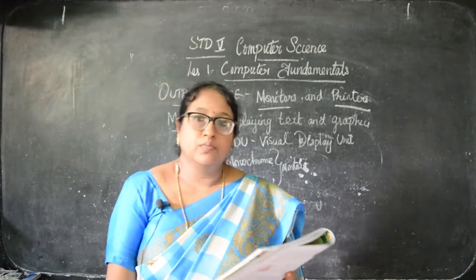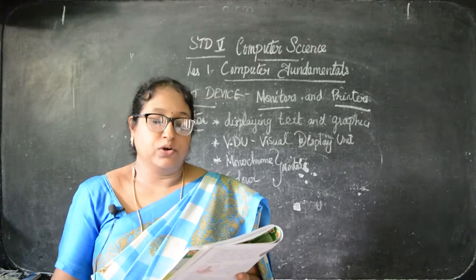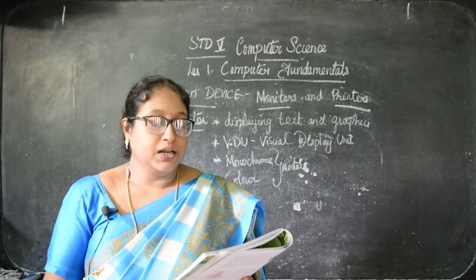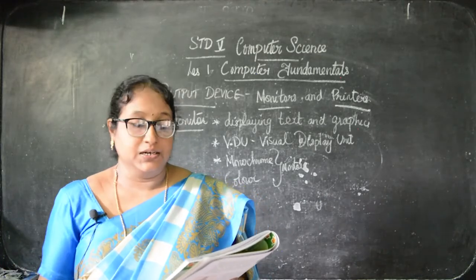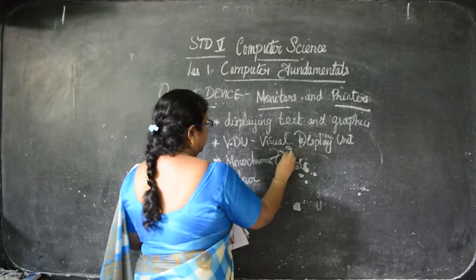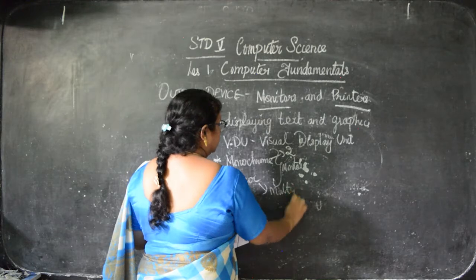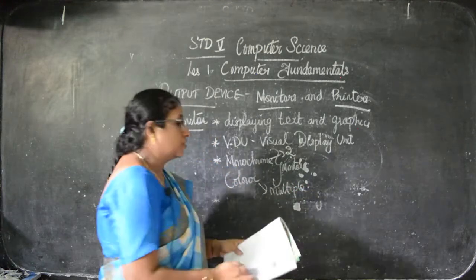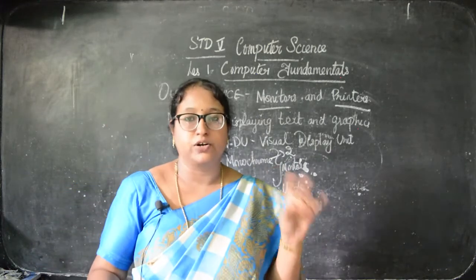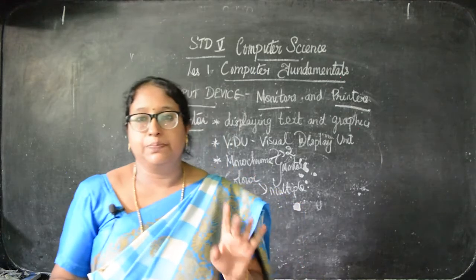Now monochrome monitors display only two colors, one for the background and other for the foreground. Color monitor displays multiple colors. So monochrome monitors only have two colors, right? That is for background and for the foreground. It has multiple colors. Multiple colors means many colors. Okay. Monochrome has only two colors, for background and for the foreground. And the color monitors display multiple colors.